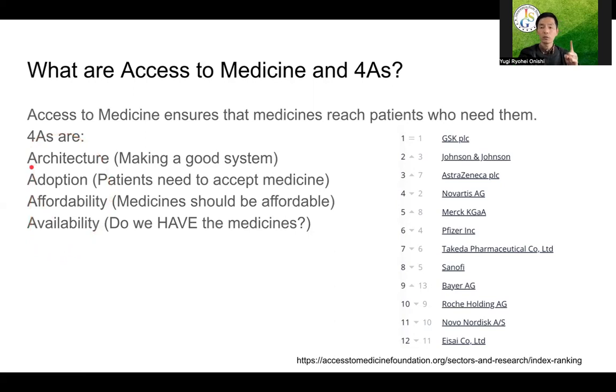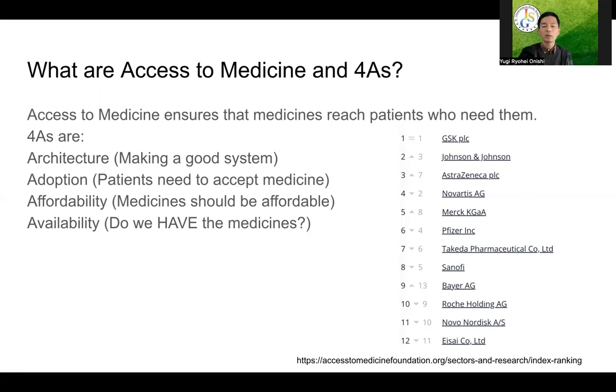1, architecture. Do we have a good system? Next, adoption. Do we accept? Do we get education that we need medicines? Next, affordability. Is it a good price? Is it low price? Availability. Do we have the medicine? Do we produce enough medicines or not? These are the 4 A's, very important elements to consider.